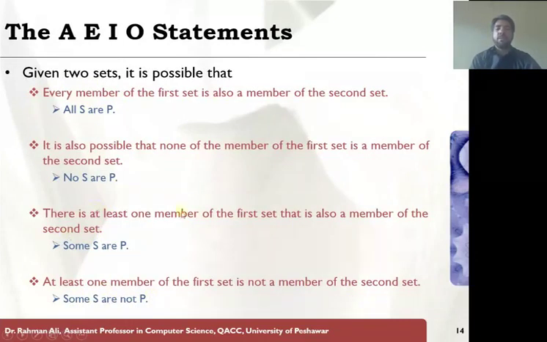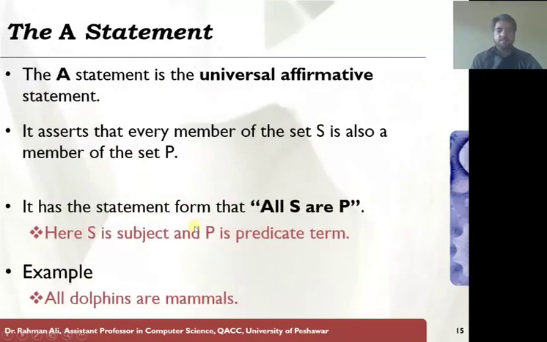What does this mean? You can look into these from the previous example. We already discussed them in detail. If we again explain each and every one with some other example, the A statement is called universal affirmative and it is represented by all S are P. An example is all dolphins are mammals.